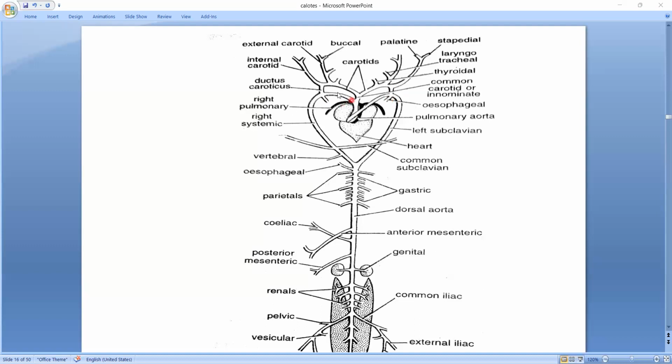And then there is one more specialty of this right systemic aorta. Here the diagram is a little bit wrong. Actually, before joining with the respective systemic artery, a common subclavian artery is produced from the right systemic artery.